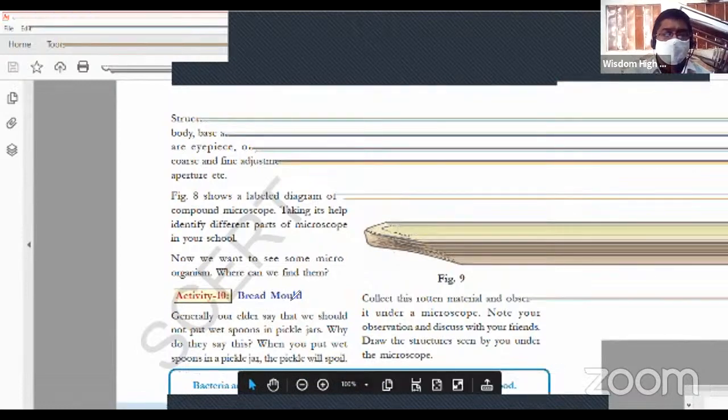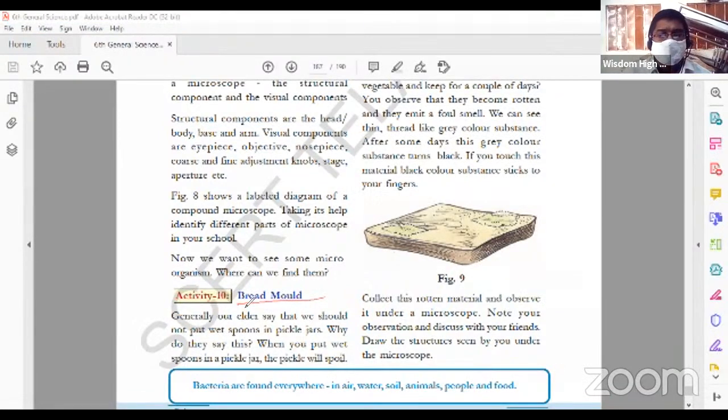Bread mold. Generally, our elders say that we shouldn't put wet spoons in pickle jars. Why do they say this? When you put wet spoons in a pickle jar, the pickle will spoil. See, children, listen to me here.